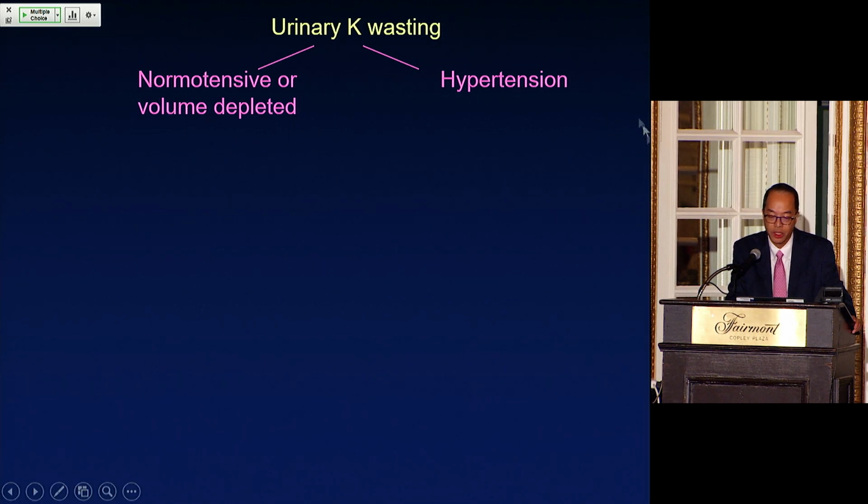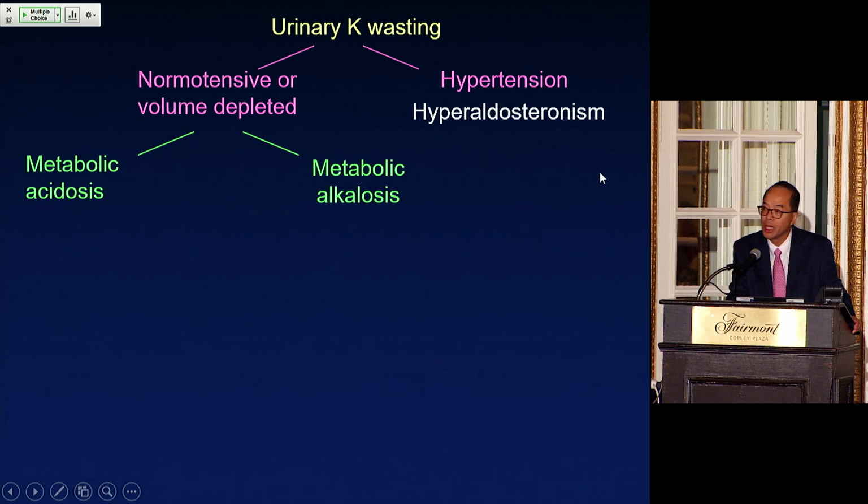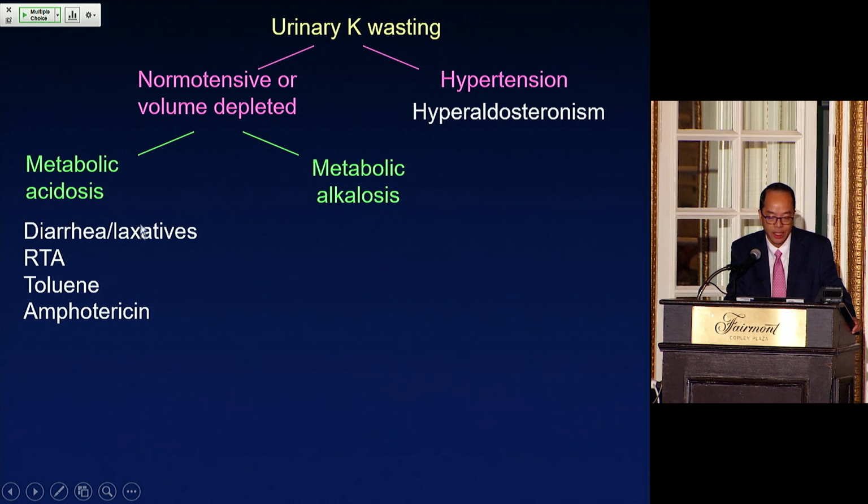Then I divide them into those patients that also have hypertension. If they have hypertension and urinary K wasting, assuming they're from the same cause, this is due to some form of hyperaldosteronism. Either they have primary hyperaldosteronism or they have a response in a tubule that mimics hyperaldosteronism. For those patients who are normotensive or volume depleted, most of them also have a metabolic alkalosis. There are a small number that have an acidosis, and there's a short differential for that: diarrhea, RTAs, toluene abuse, ampho. All other patients are in this category.